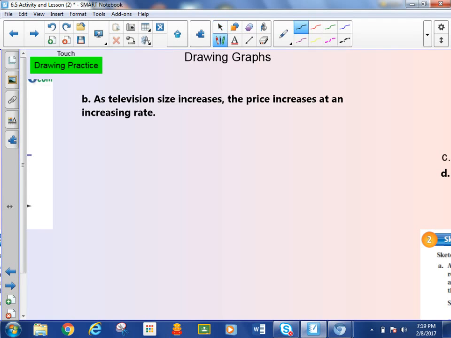Okay, so we have, as television size increases, the price increases at an increasing rate. Okay, so here in our scenario, as our TV size increases, the price is going to increase. So we'll do our price here, and our TV size here. Okay, so as our TV size increases, gets bigger in size, our price is also going to increase.